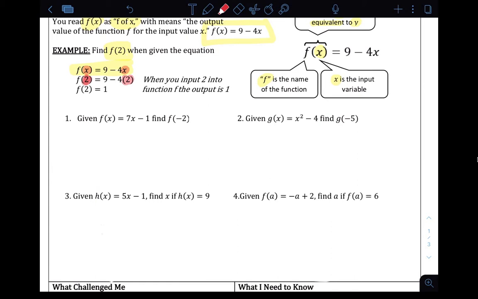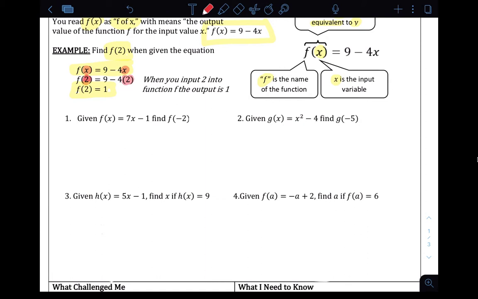Because of order of operations, we do that 4 times 2 first, which is 8. So really this is saying 9 minus 8 is 1. So my answer to this is f of 2 equals 1. When you input a 2 into this function, your output is going to be a 1.